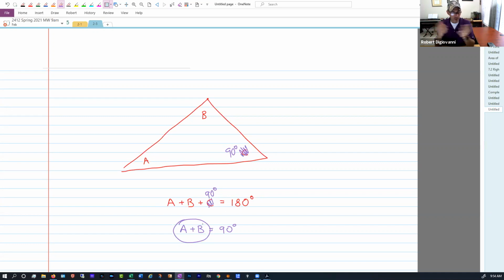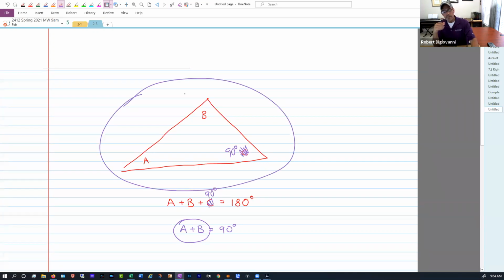By the way, this fact that the sum of the angles of a triangle has to be 180 is not always true. I know you've been told it's always true, but it's not, and I'll show you an example.